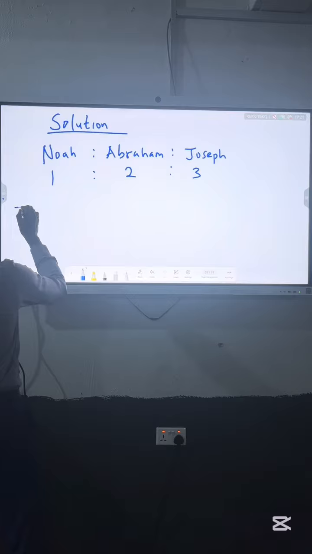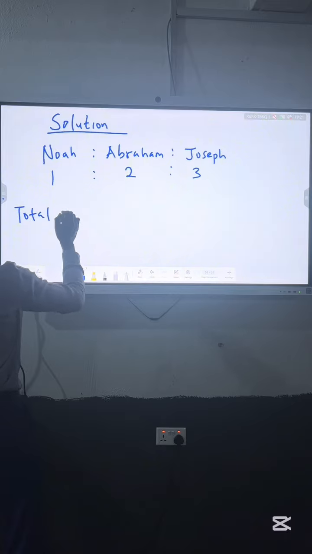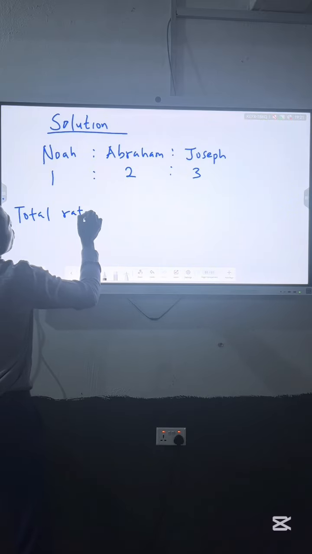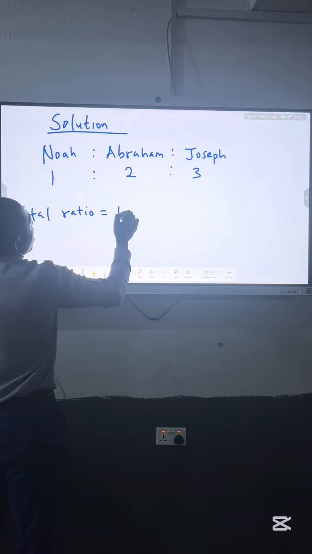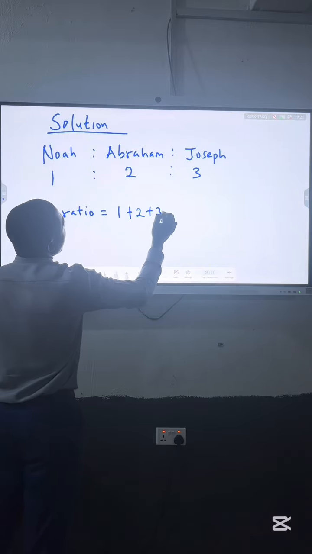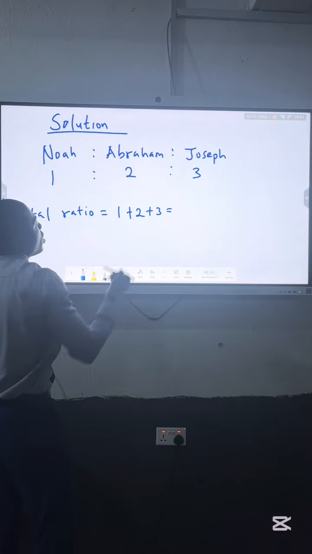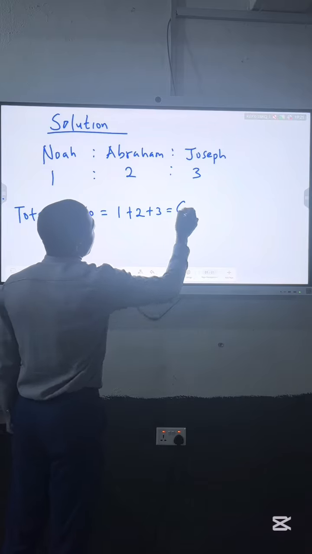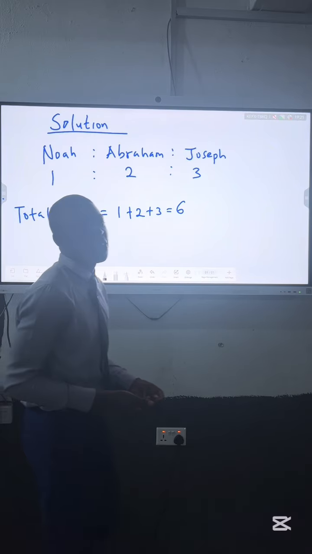So the first thing to do is to find the total ratio. All right, how do you do that? Just add the ratios together. We are going to have 1 + 2 is 3. 3 + 3, you have 6. So you can now begin your sharing.